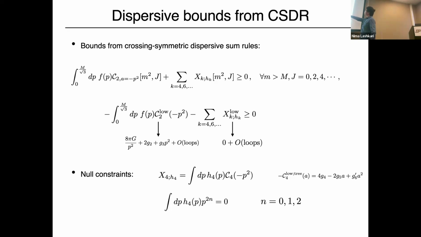The fact that the high energy sum has to reproduce exactly an expression of this term is again some non-trivial constraint, and you can put that in. That's called the null constraints.